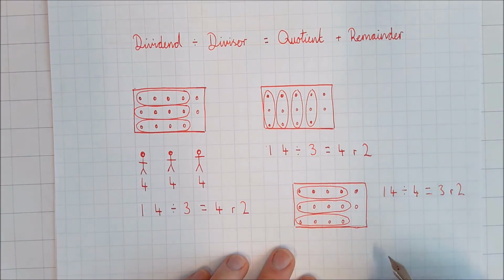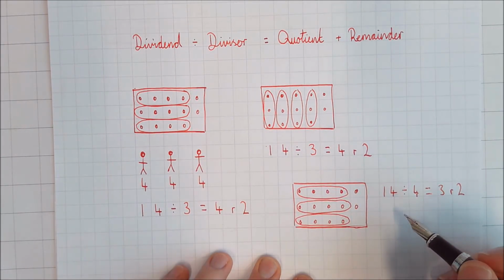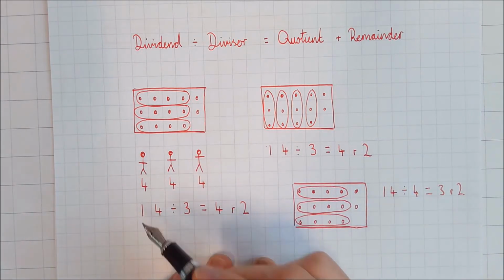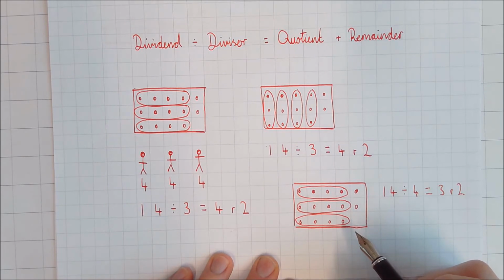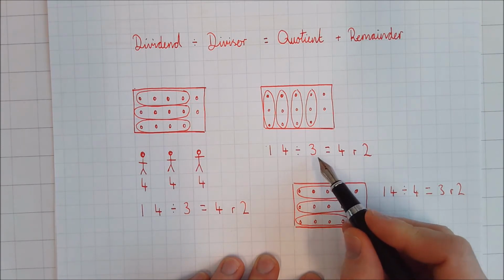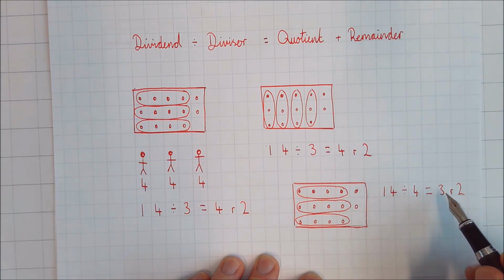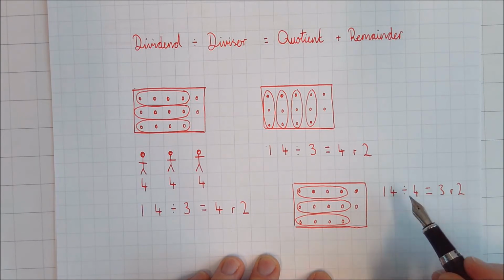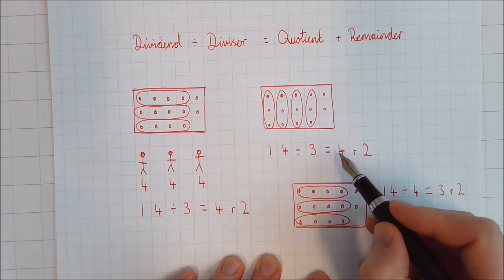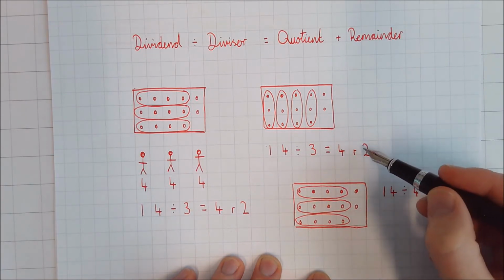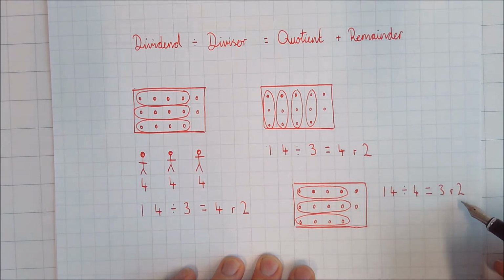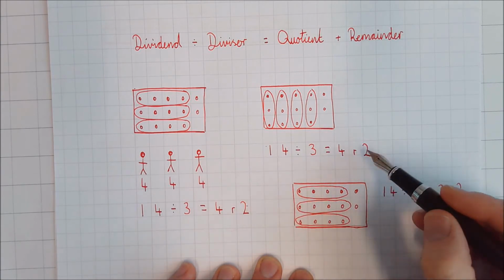What you hopefully notice here is that in all 3 of these contexts, or all 3 ways of looking at this context, our dividend has remained exactly the same. It has remained 14. But what you should notice is that our divisor and our quotient can swap places. So we can say that 14 divided by 4 is 3, but we can also say that 14 divided by 3 is 4. And in both contexts, both ways of looking at it, the remainder stays constant. It is always 2 in this context. So our remainder doesn't change.